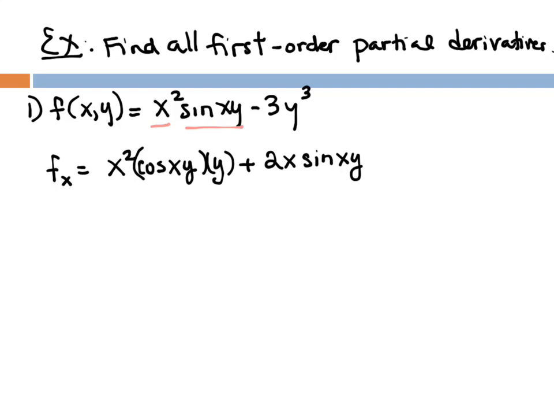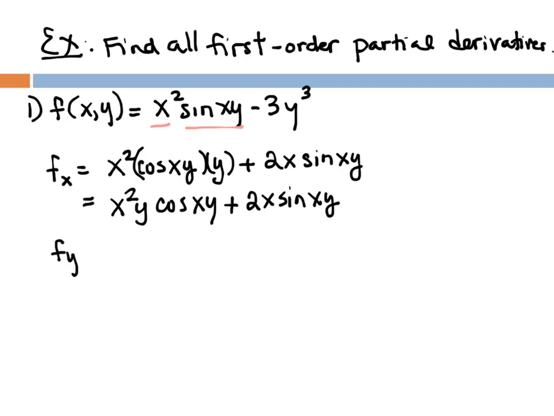All right, so simplifying this just a touch because it looks a little bit messy, we would have x squared y cosine xy plus 2x sine xy. And if you give yourself enough space, you probably can just jump straight to there instead of having to write it twice. F sub y. All right, so f sub y.